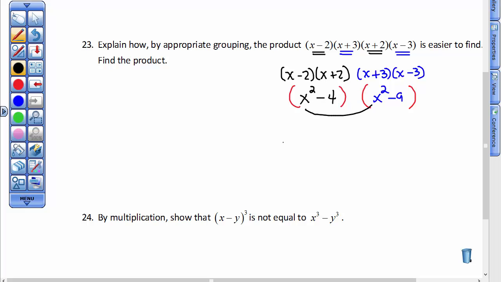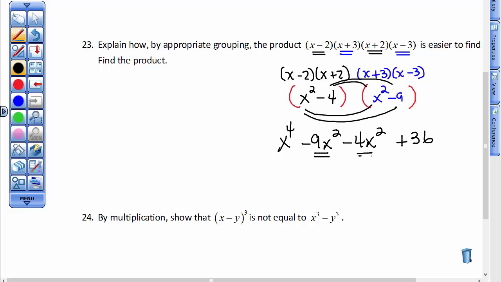So x squared times x squared is x to the 4th. Here I'll have a minus 9x squared. Here I'll have a minus 4x squared. Those are like terms. And a minus 4 times a minus 9 is a positive 36. Finally, these two like terms combine to be a minus 13x squared. Bring down that 36. Bring down that x to the 4th.